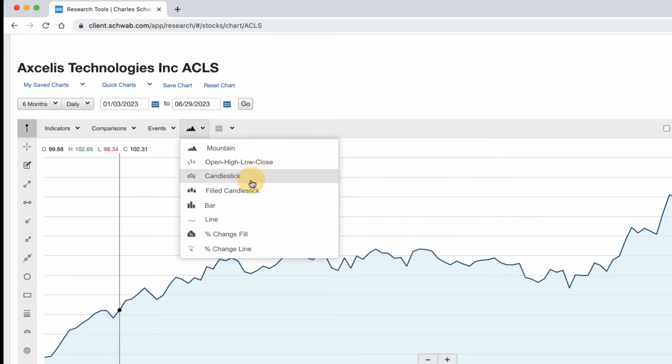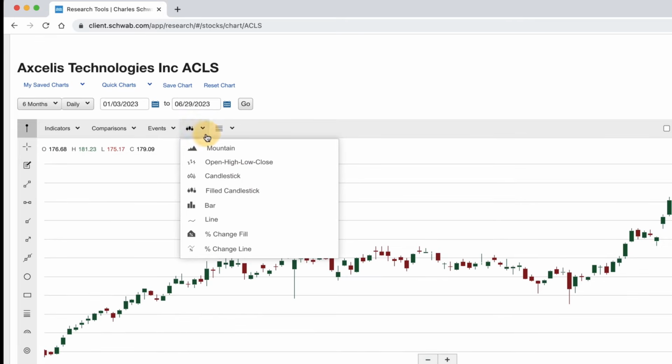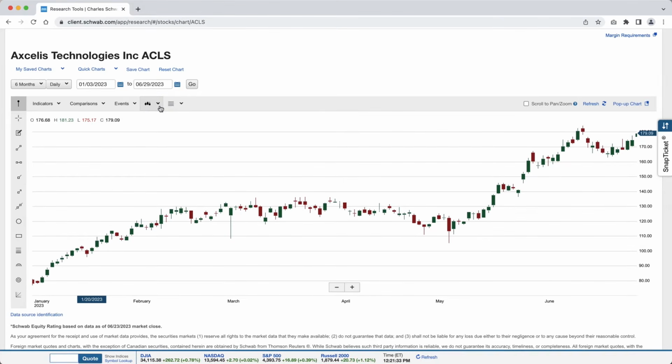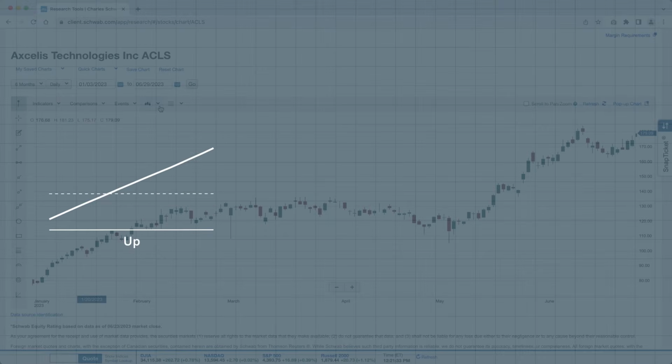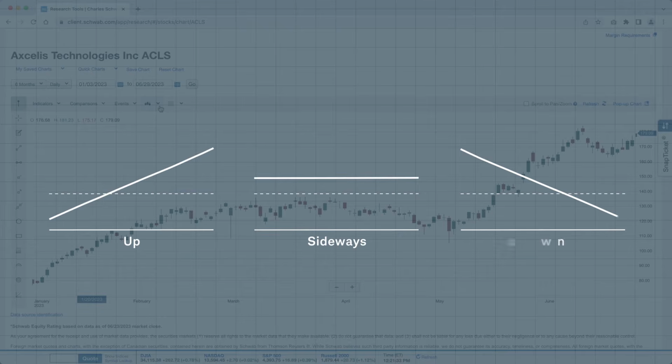We'll explain more about how to read candlestick charts later, but for now, this can still help us see the trend. As you can see, stocks tend to not move straight up as they're moving in an upward trend or straight sideways as they're going in a sideways trend or even straight down.